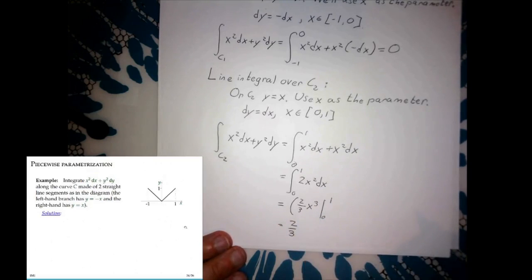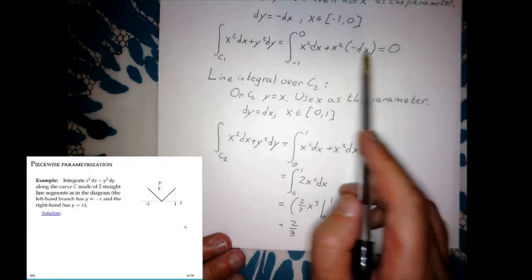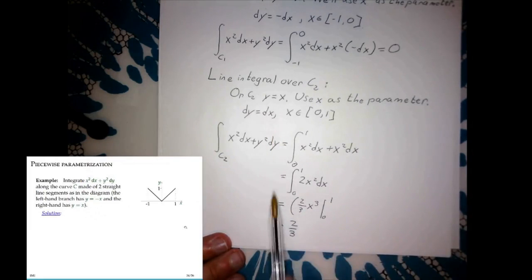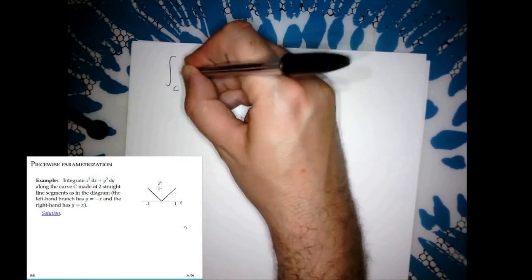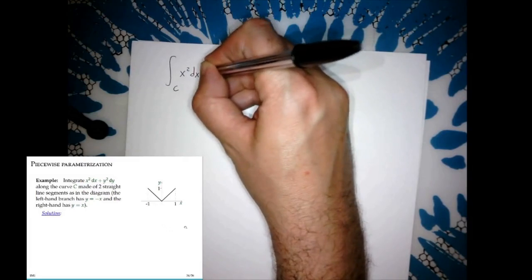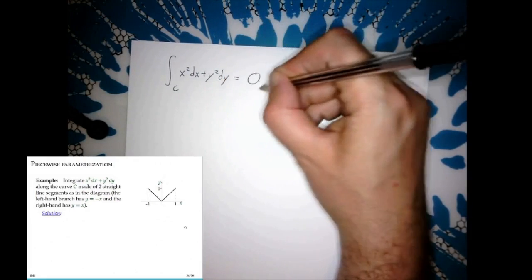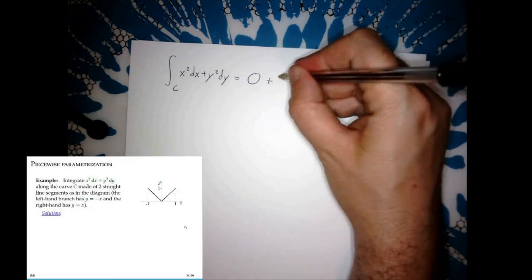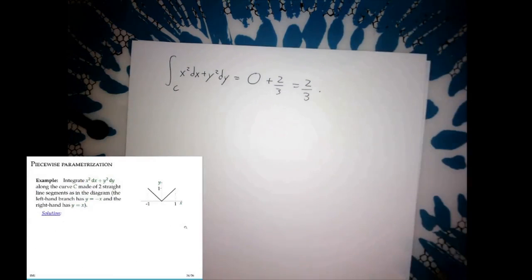So this is 2/3. Right? And so the line integral over C1 is 0. The line integral of this differential form over C2 is 2/3. We add those together and finally get the line integral over the entire curve of x squared dx plus y squared dy equal to 0 plus 2/3, or 2/3. So this line integral is 2/3.